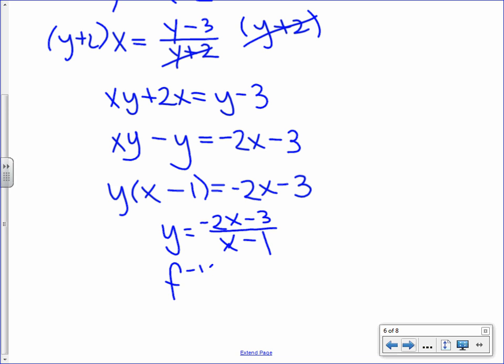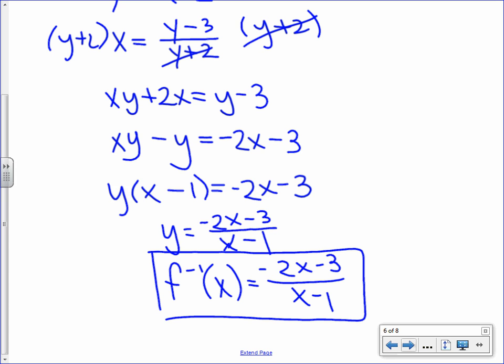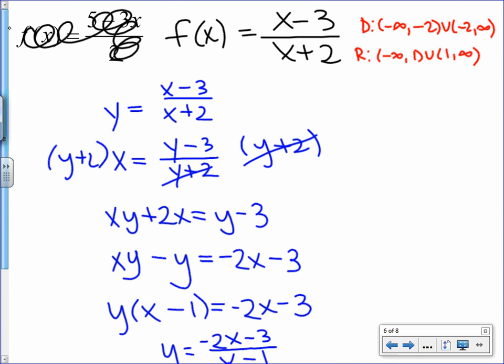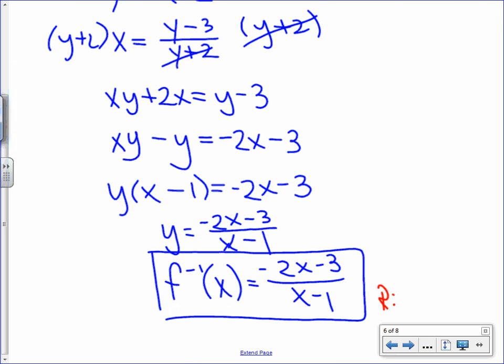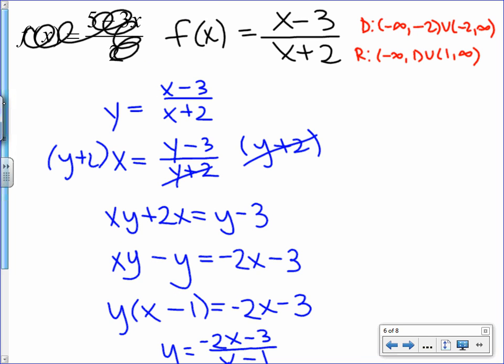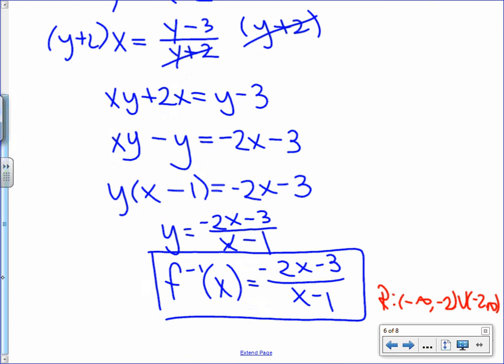Okay, and then we're going to put it in inverse function notation. Now, what did I tell you about the domain and range from a function to its inverse? The domain and range from a function to its inverse, what happens? They switch. So since the domain was everything but -2, our range becomes everything but -2. Since our range on the original was everything but 1, that's what our domain becomes.